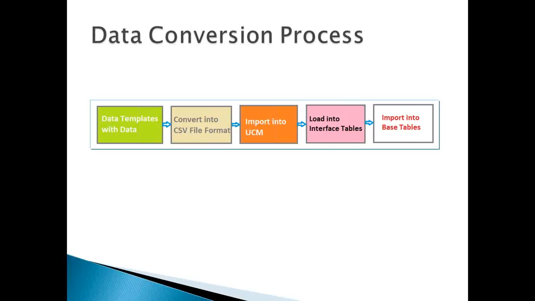Once the file is available in the UCM, the next task is to populate the data in the UCM file into the interface tables. For that again you have one job, you just have to go, select and submit. It's an easy task. Then automatically the data in the CSV file which is part of UCM will be populated in the respective interface.